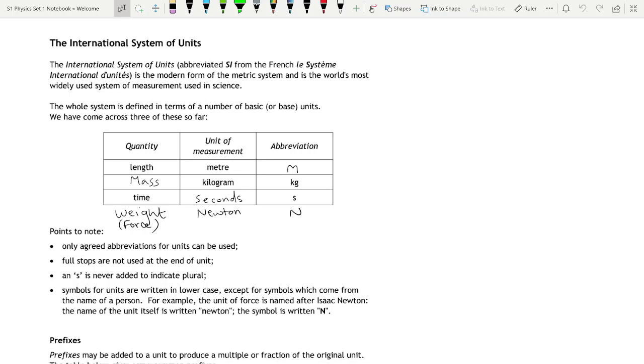The International System of Units, or the Système International, excuse my French accent, it's not very good. It's often abbreviated as SI units. So you might see it written as SI units. It's not S1, it's SI. And it comes from that system, it's international. So it's a modern form of the metric system, and it's the world's most widely used system of measurements in science.